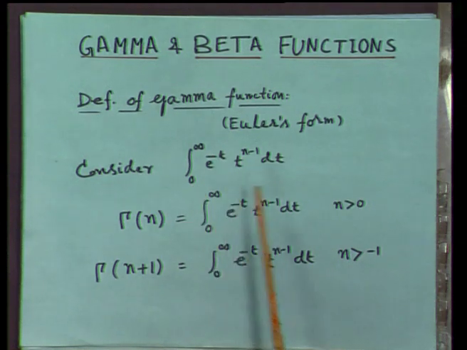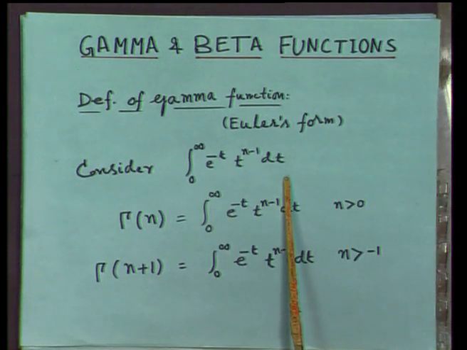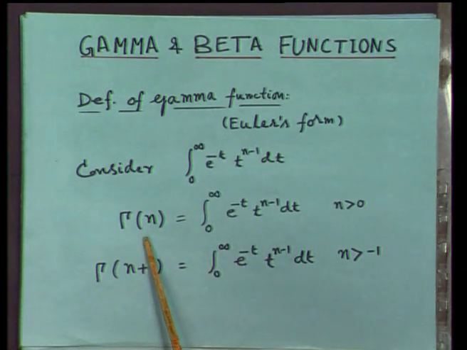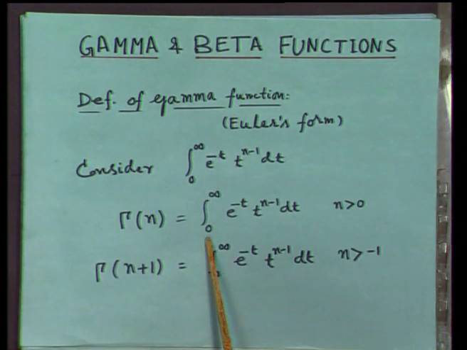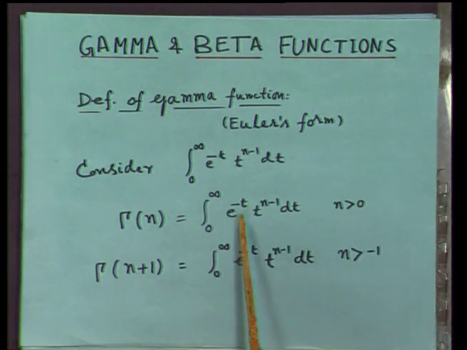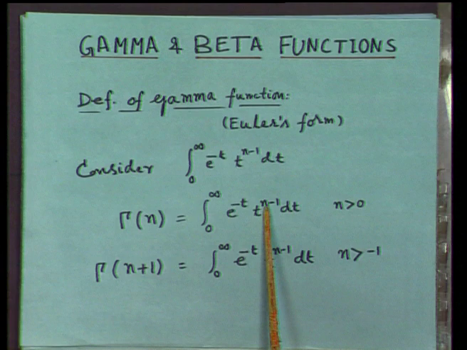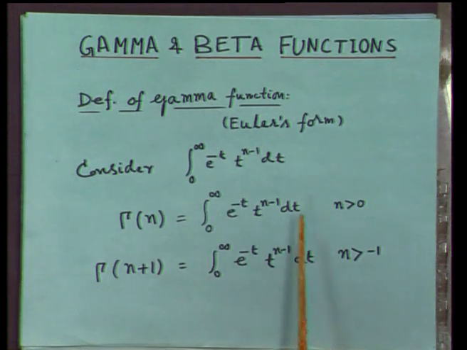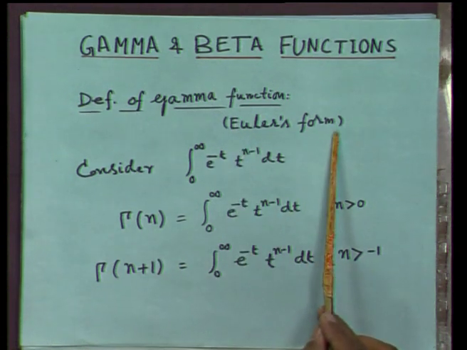It can be proved that when n is greater than 0, this integral is a convergent integral, and this integral is defined as the gamma function, namely gamma n. So, gamma n is defined as the infinite integral 0 to infinity e to the power of minus t into t to the power of n minus 1 dt for n greater than 0. This integral is also called Euler's integral.